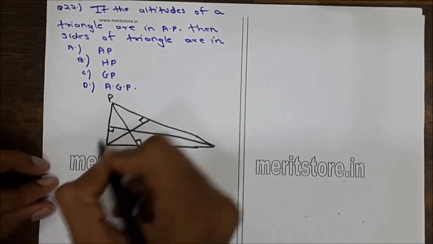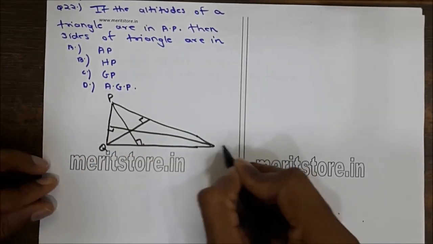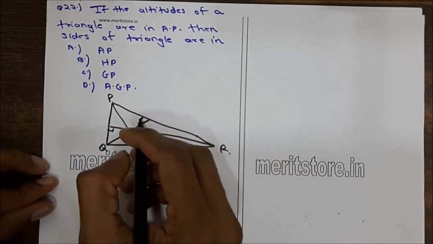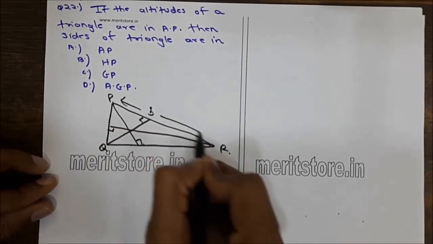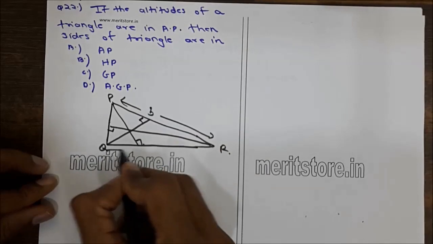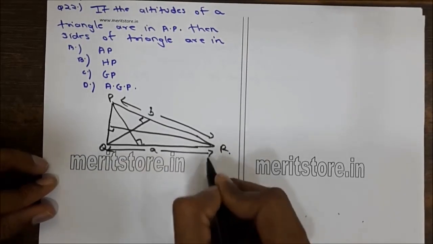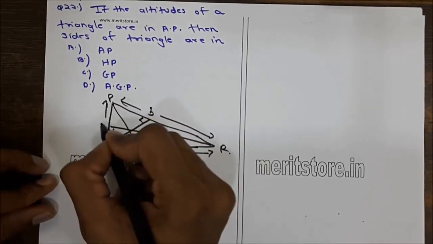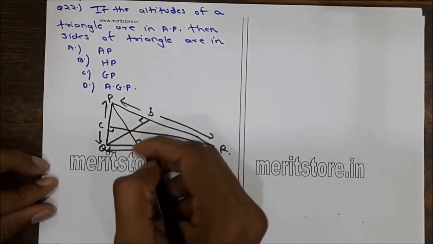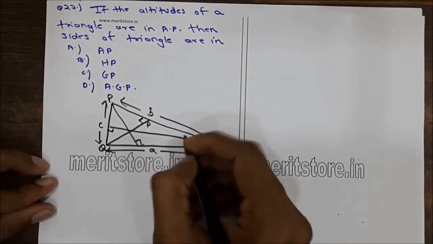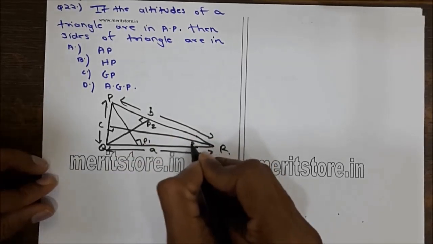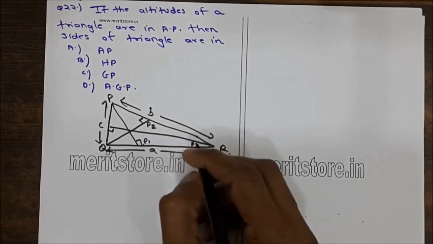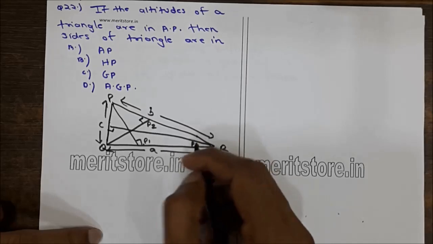Let PQR be the triangle. Let PR be the side B, let QR be equal to A and PQ be C. Let this be P1, this be P2, let this be P3. So let P1, P2, P3 be the altitudes of PQR.